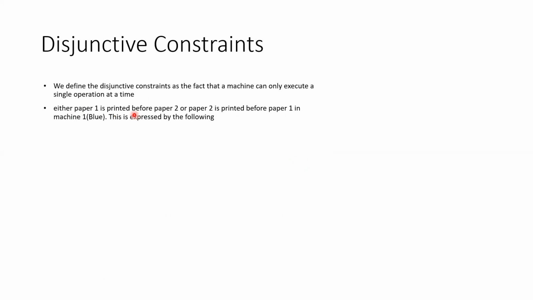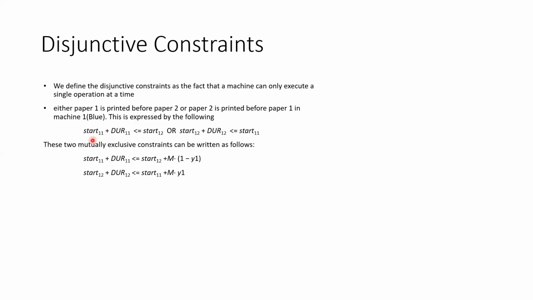The condition is that either paper 1 is to be printed in machine 1 before paper 2, or paper 2 would be printed before paper 1 in machine 1. This is expressed by the following, where the start time of paper 1 in machine 1 plus its duration should be less than or equal to the start time of paper 2 in machine 1. If paper 2 is to start before paper 1 in machine 1, then the start time of paper 2 in machine 1 plus its duration should be less than or equal to the start time of paper 1 in machine 1.